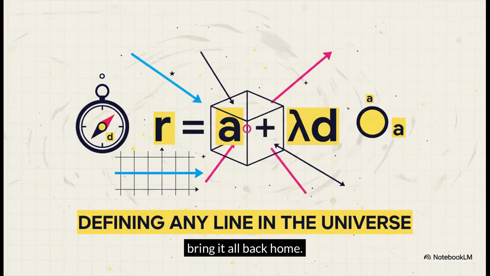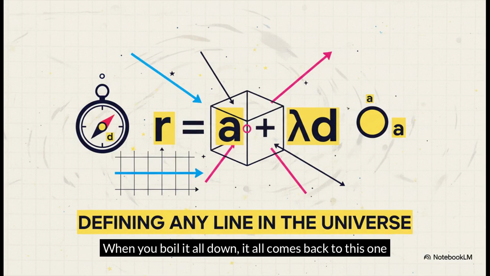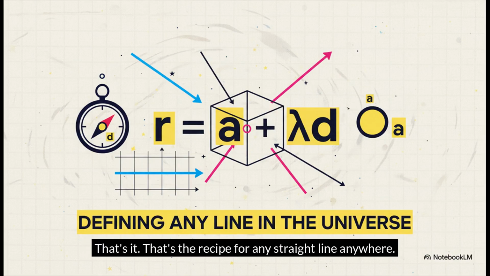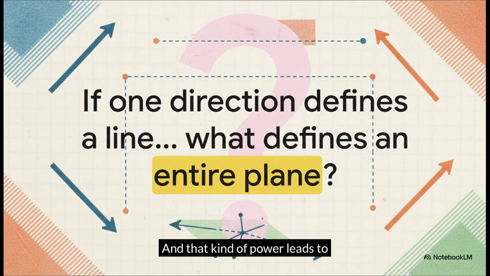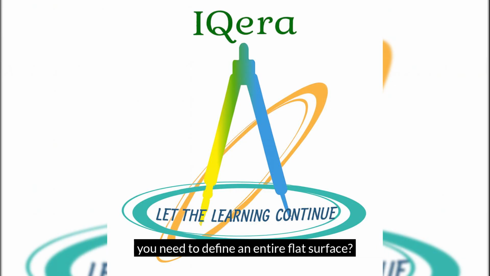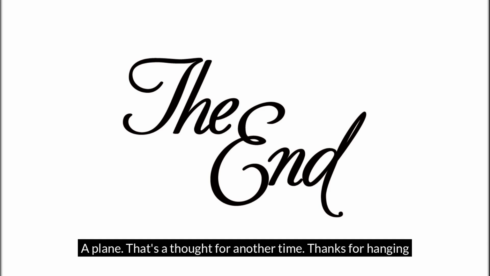So let's just bring it all back home. When you boil it all down, it all comes back to this one beautifully simple equation. R equals A plus lambda D. You have a starting point to get you on the line and a direction to tell you where to go. That's it. That's the recipe for any straight line anywhere. And that kind of power leads to a pretty natural next question, doesn't it? If one direction vector is enough to define a line, what might you need to define an entire flat surface, a plane? That's a thought for another time.